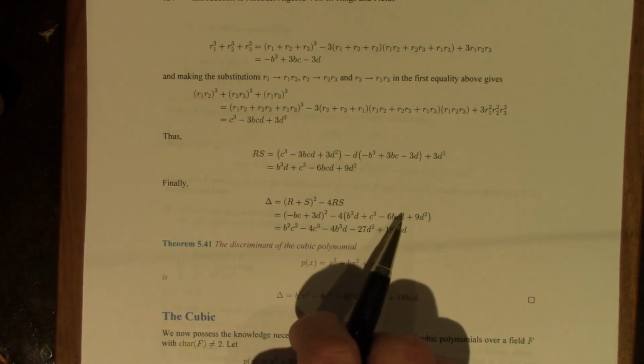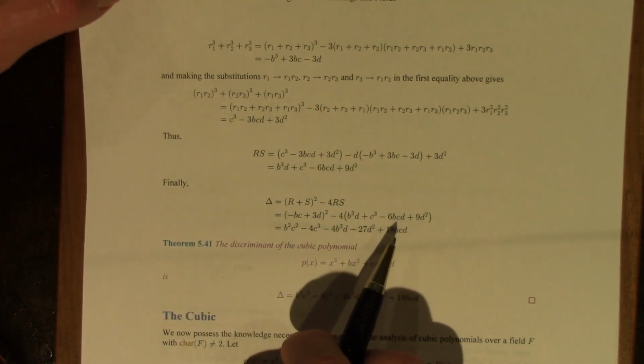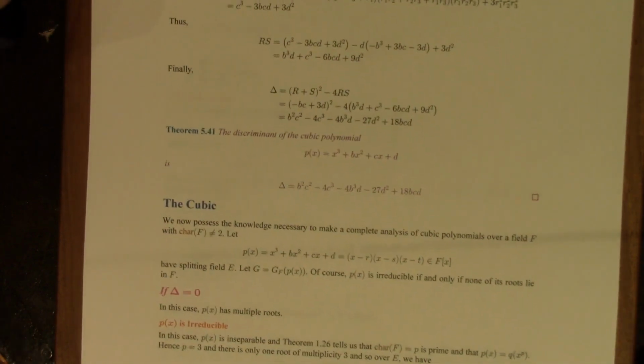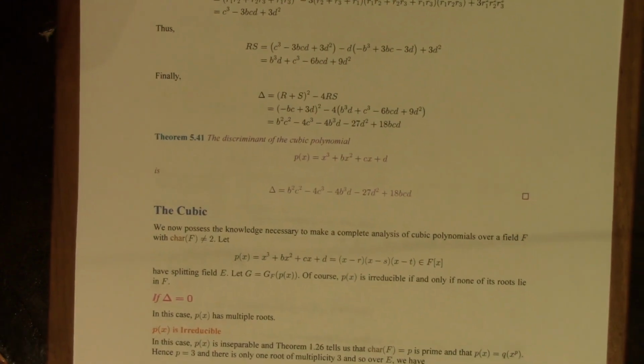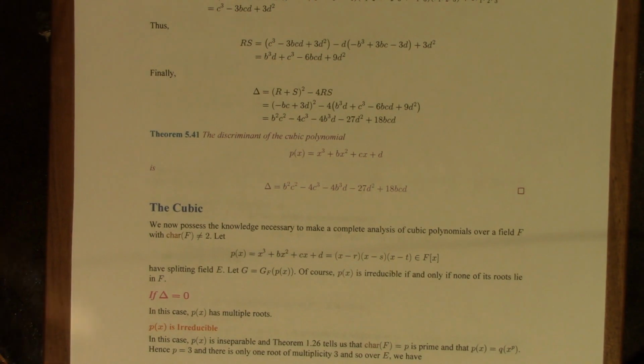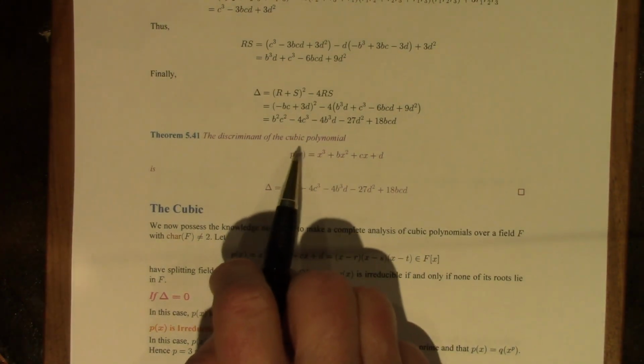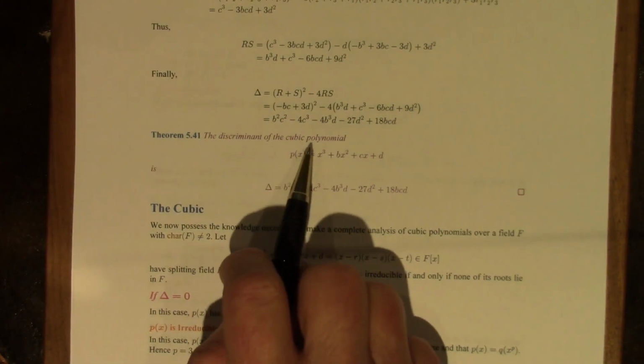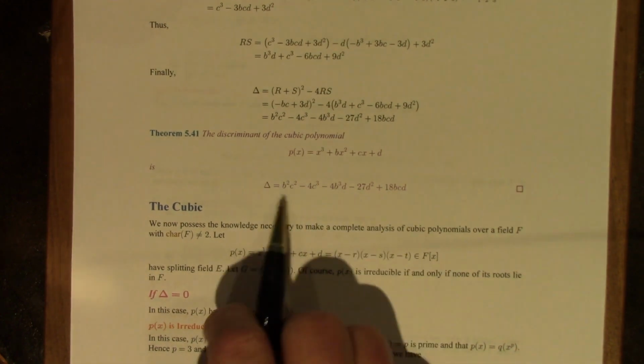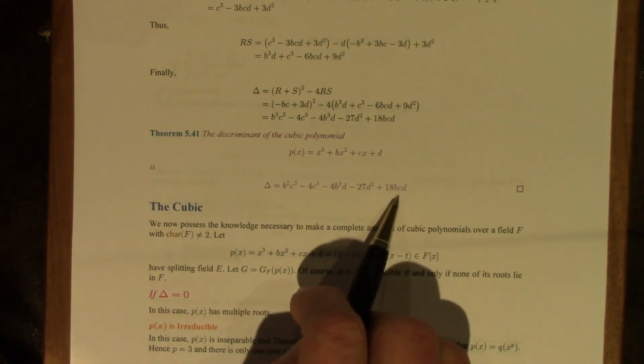And so finally delta is this. Okay, now you see why I didn't go through all the algebra with you step by step. You can do it yourself if you want. Have fun. In any case, the discriminant of the cubic is this rather unpleasant looking expression.